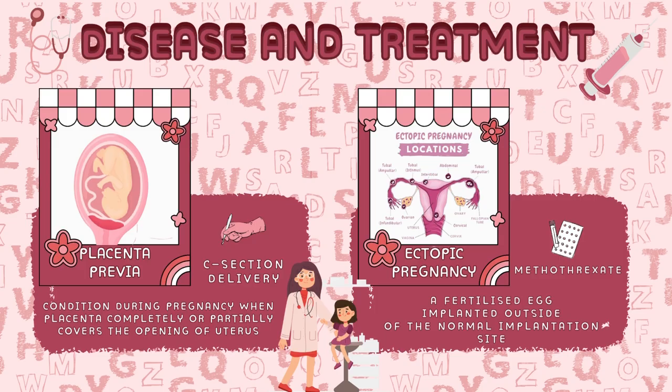The first disease that can happen in the female reproductive system is placenta previa. Placenta previa is a condition during pregnancy when the placenta completely or partially covers the opening of the uterus. This will be treated by C-section delivery. The next disease is ectopic pregnancy. Ectopic pregnancy is when a fertilized egg is implanted outside of the normal implantation site, and this can be treated by methotrexate.